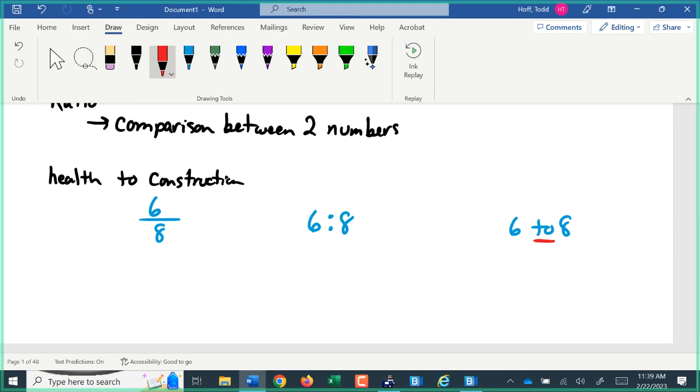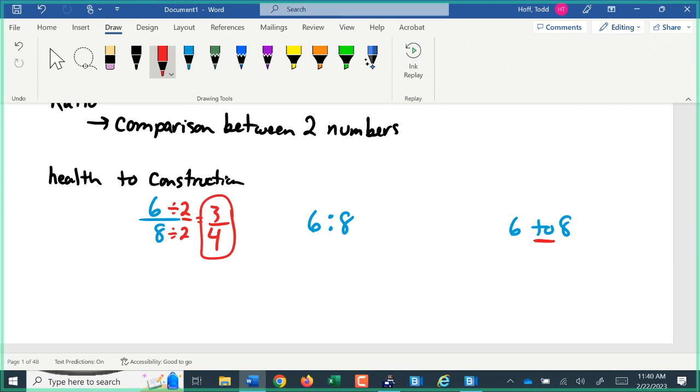So we said there were some things we are used to doing with fractions that we like to do with our ratios. And one of them is reducing. We're used to reducing fractions, like here 6/8. Both of those can be divided by 2, so we would divide by 2. 6 divided by 2 is 3, 8 divided by 2 is 4. We get that reduced ratio of 3:4.